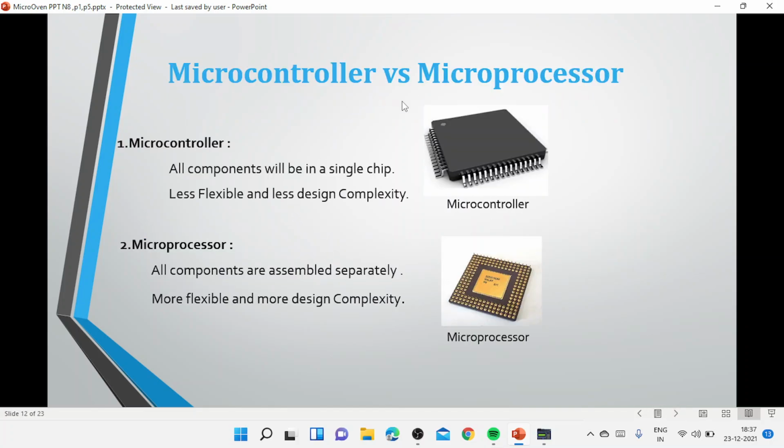Microcontroller versus microprocessor. What is the difference between them? In a microcontroller, all components will be in a single chip. Means every peripheral is included in a single chip. So it will be less flexible and have less design complexity. And coming to the microprocessor, all components are assembled separately. Means the CPU will be different, the memory elements are different, and different sensors are arranged separately. So we can say that it is more flexible and has more design complexity.